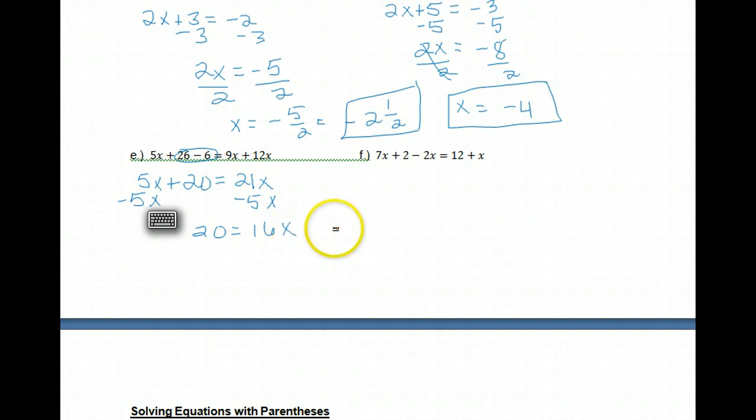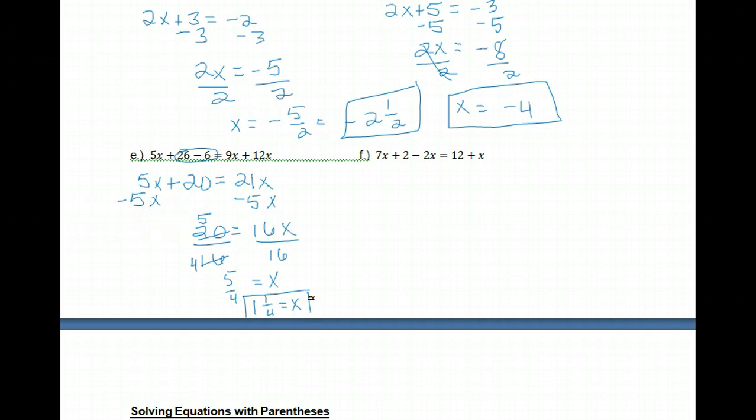At this point, we are going to divide both sides by 16, and x will equal, as you look at your fraction of 20/16, you may notice that that can be reduced by 4. So the 20 becomes a 5 and 16 becomes a 4. So now we have 5/4. Turning your improper fraction into a mixed number, that will be 1 and 1/4. And there is the final answer.